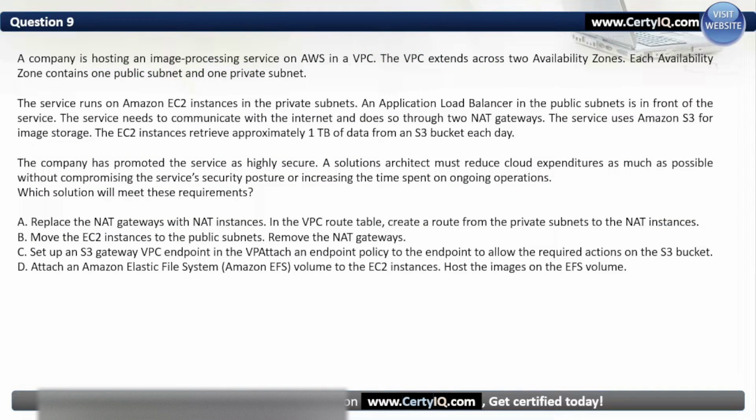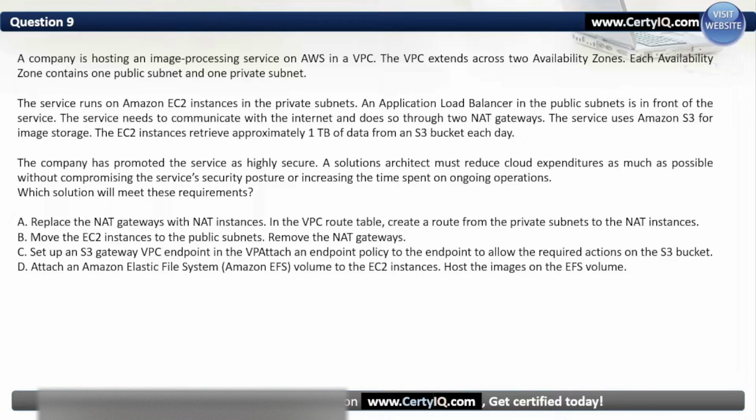Question 9. A company is hosting an image processing service on AWS in a VPC. The VPC extends across two availability zones. Each availability zone contains one public subnet and one private subnet. The service runs on Amazon EC2 instances in the private subnets. An application load balancer in the public subnets is in front of the service.